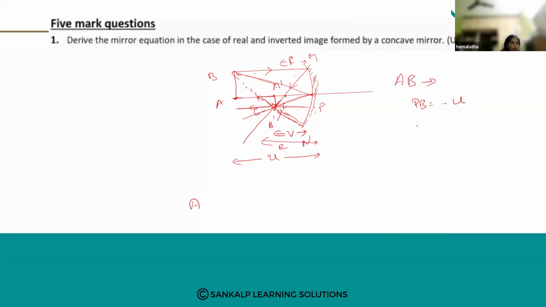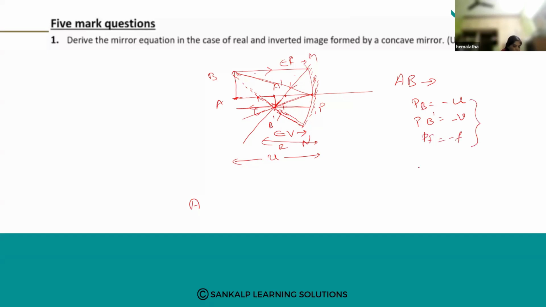And the image is also formed at what? Image distance is how much? P to B dash. Correct? So it is P dash and B dash. P to B dash, that is equal to V, that is also negative. This is also negative, both will be negative. And focal length is how much? P to F, that is equal to negative of F. These things you have to mention.